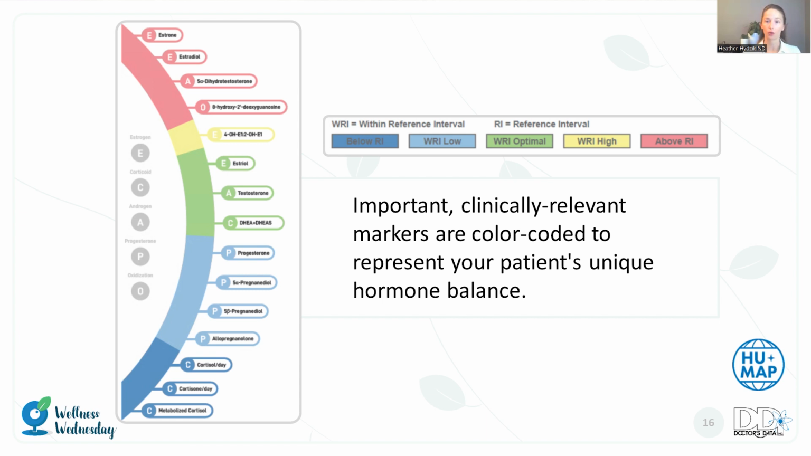You also get total cortisol throughout the day, cortisone per day, and then metabolized cortisol, which is the sum of alpha and beta THF and THE. Lastly, you get 8-hydroxy-2-deoxyguanosine. And the little letters on the left of each analyte indicate what hormone neighborhood it belongs to, whether it's an estrogen, a corticoid, an androgen, progesterone, or an oxidation marker, which there's just one. It's that 8-hydroxy-2-deoxyguanosine.